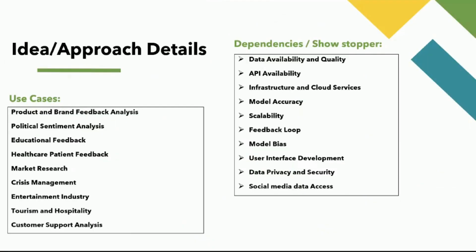And then finally we have our use cases, which can be used for product and brand feedback analysis, educational feedback, healthcare patient feedback, market research, and many more. And we also have a few dependencies for our project, which are the API availability, social media data access, which is the important one, model bias, feedback loop, scalability, and many more. And we will be explaining and going through detail about each model of the multi-model in the upcoming minutes.